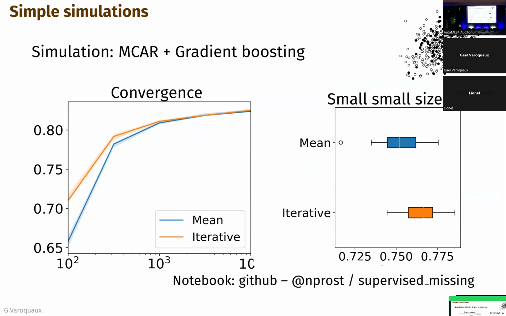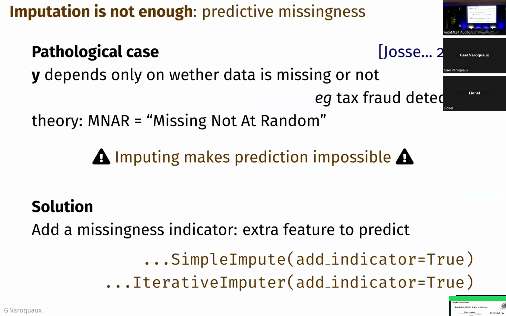I'm using gradient boosting, and I'm showing learning curves. As a function of the amount of data, I'm comparing mean imputation with iterative imputation. What I can see here is that with small data, iterative imputation actually helps. So maybe I should be using iterative imputation, even though it's very costly. Well, in no way can it be enough.